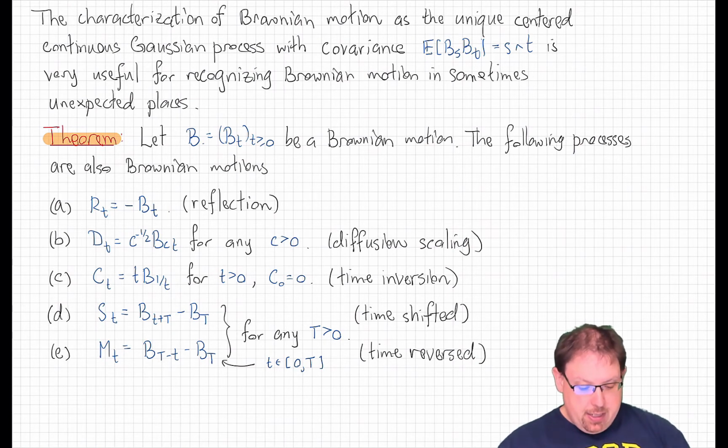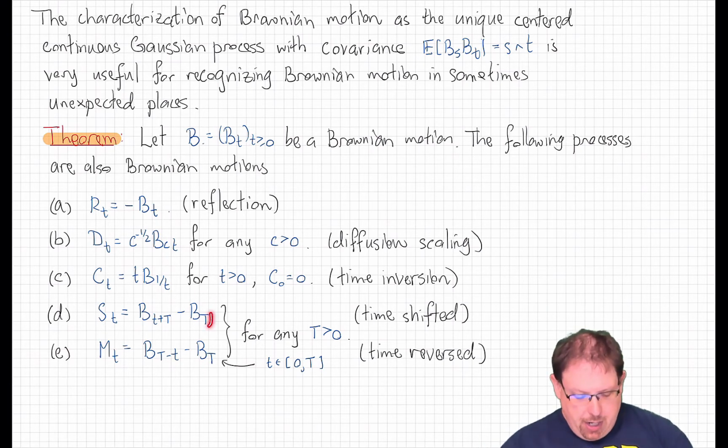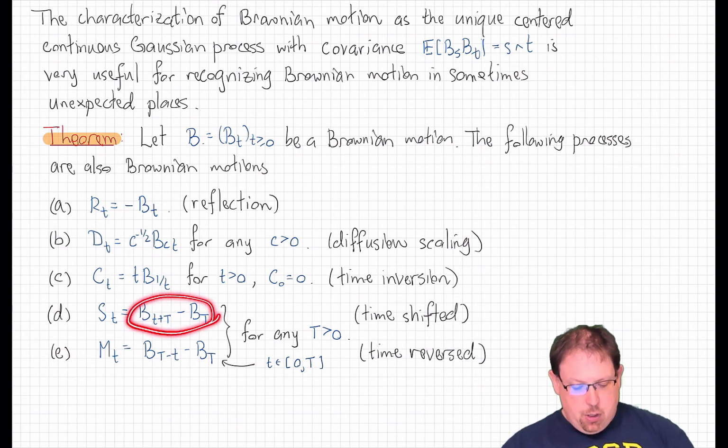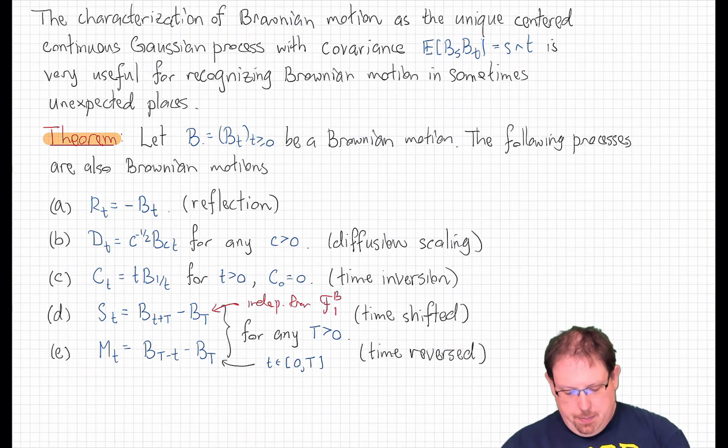And then the last two examples are related to martingale and Markov characterizations of Brownian motion. If I take some positive time capital T, I let Brownian motion flow until time T, and then look at where it goes after that, except I don't want to start at B_T, I want to start at 0, so I subtract off where it got at time T, then this is a new Brownian motion. Not only is it a Brownian motion, but this process is independent from the Brownian motion up to time T.